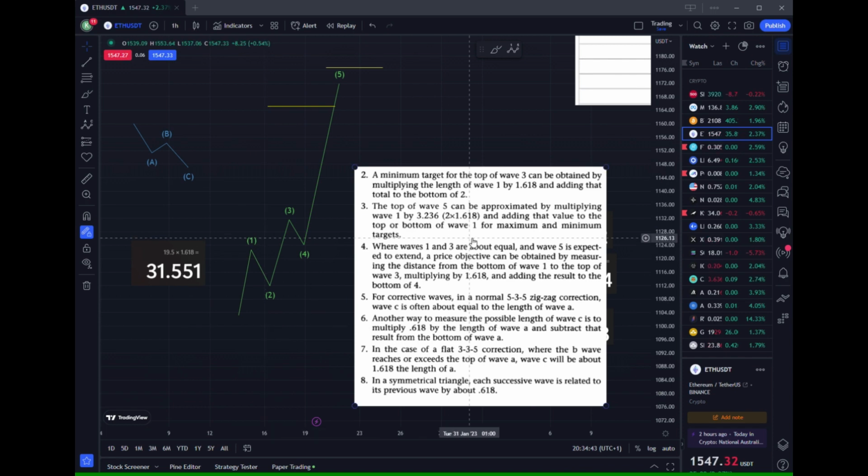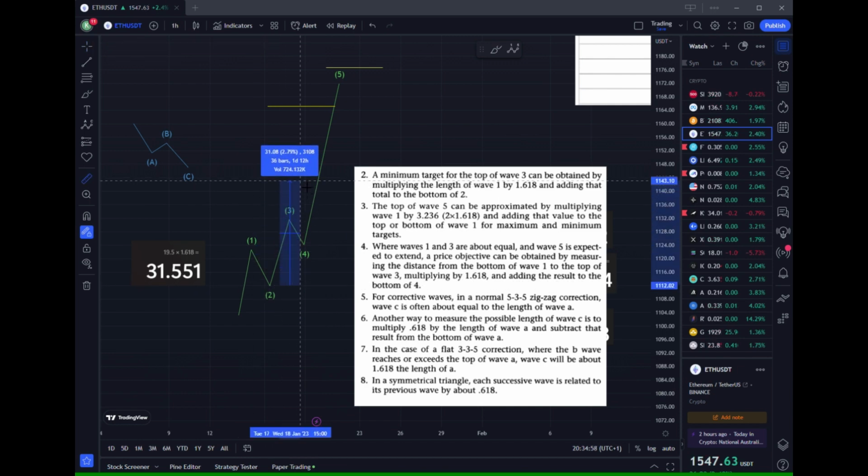In the example, I just changed it to 19.5, but times that with 1.618. So now we get 31.5. What we want to do now is go to the bottom of wave 2, so basically right here, and add 31 to that. So we're getting right here.